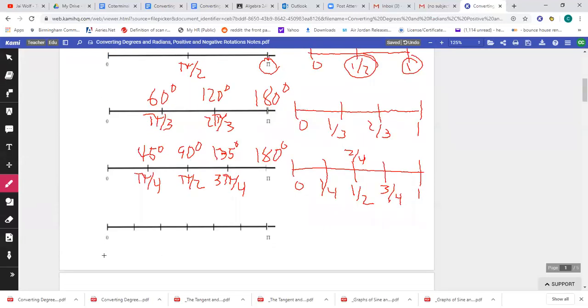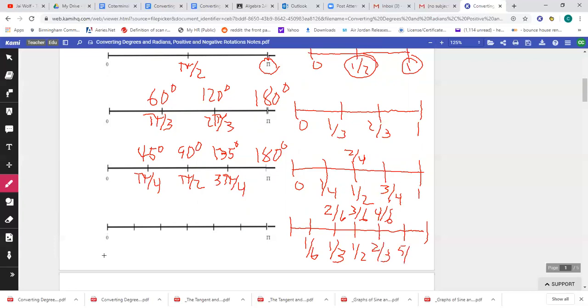Because here, if I cut this into 6 pieces, this is 1/6. Okay, so this is 2/6, but 2/6 reduces to 1/3. This is 3/6, so it reduces to 1/2. 4/6 reduces to 2/3, and then this is 5/6, and then 1.